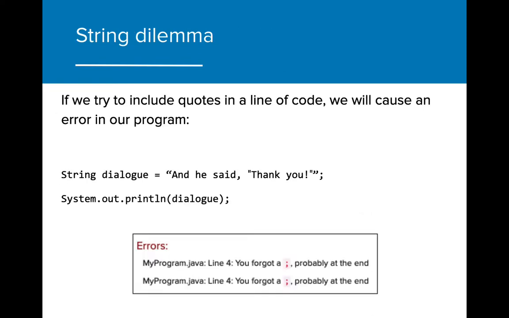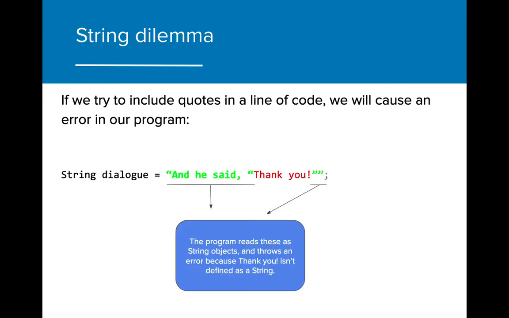An interesting dilemma that exists with strings is that some characters cannot be used directly because they already hold a different meaning in Java. Take quotes, for example. Those are used to indicate what characters and values should be included in a string. So what if we want to add quotes in our string objects? If we want to write quotes directly into our program, that causes an error. When we add quotes directly into our strings, Java interprets them as actual string values. In this case, the program is reading "and he said" as a single string and quotation marks as another. Thank you is not enclosed in a string, which throws an error because the compiler assumes that thank you is a variable name and not a string value.